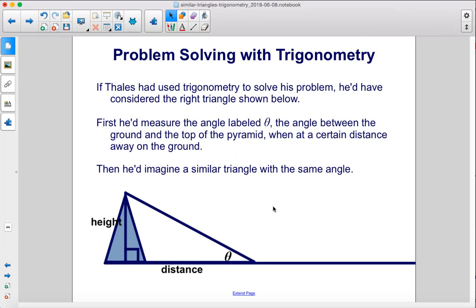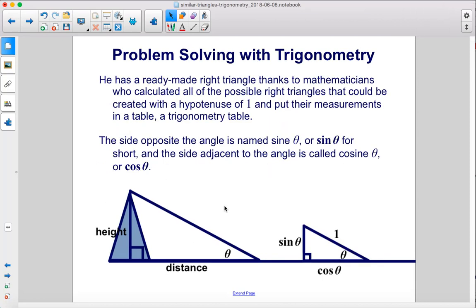If Thales had used trigonometry to solve his problem, he'd have considered the right triangle shown below. First, he'd measure the angle labeled theta, the angle between the ground and the top of the pyramid, when at a certain distance away on the ground. Then, he would imagine a similar triangle with the same angle.